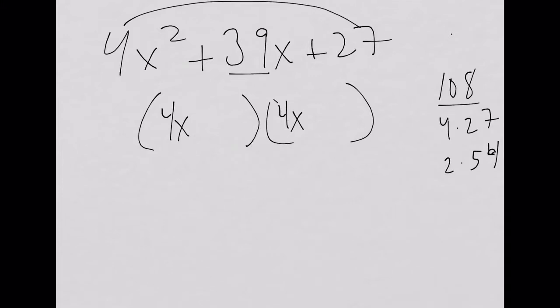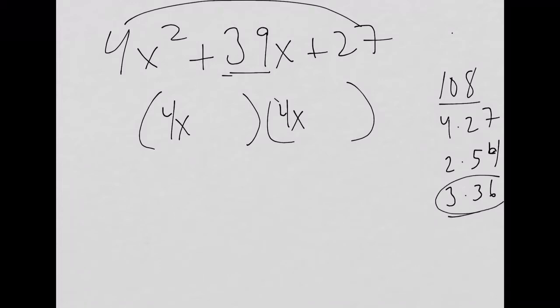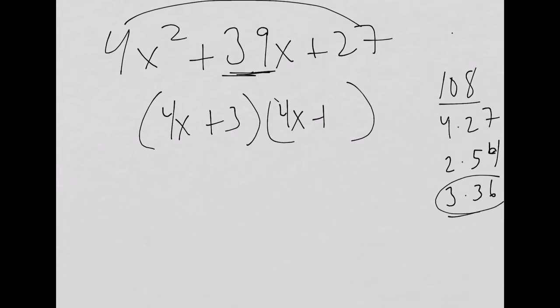Let's see what 3 would give me. I think 3 goes into that 3 times, I think it's going to be 36. Check my math on that. But hey, I think that gives me my 39 that I'm looking for. Right? So they'd both be positive, plus 3 plus 36. So again, this has all types of wrong in it.